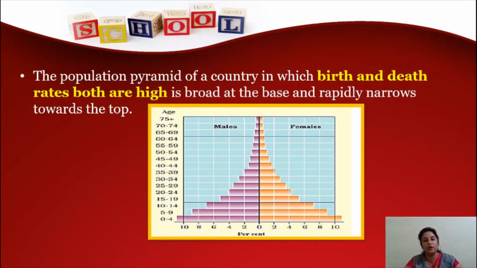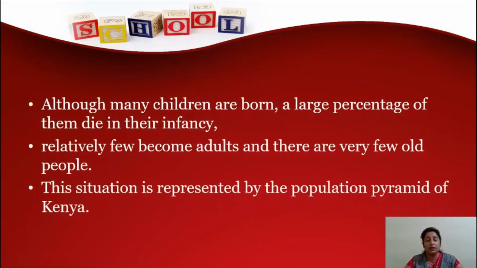All right, the people are not able to live a very long life. So the population pyramid of a country in which birth and death rates both are high is broad at the base and rapidly narrows towards the top. It is because although many children are born, a large percentage of them die in their infancy. Infancy means when they are still babies or when they are very small. So relatively very few of these children that are born are able to reach their youth or become adults, and still very few of them are able to reach the old age. So now this situation is represented by the population pyramid of Kenya. The population pyramid I just showed is a model of the country Kenya.